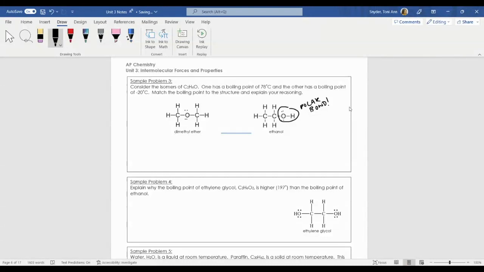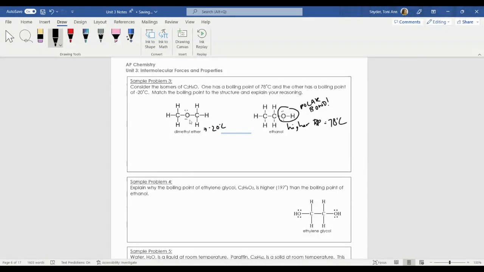Because that is a very polar bond, it will more strongly attract other nearby ethanol molecules. So ethanol has the higher boiling point of 78 degrees Celsius, whereas dimethyl ether has the negative 20 degrees Celsius boiling point. And this is because those ethanol molecules can hydrogen bond to one another. Those hydrogen bonds are stronger than the dipole-dipole intermolecular forces that hold together dimethyl ether.